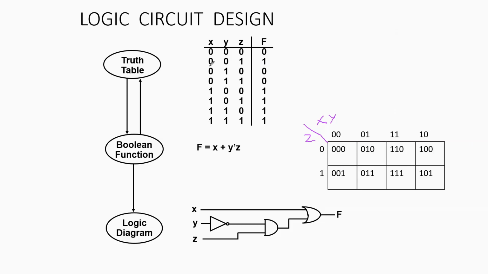So 0, 0, 1. So what is 0, 0, 1? This is my position. So I will have min term as 1. This is my min term. So I place this min term here. Now I have min term like 1, 1, 0. I have min term 1. So 1, 0, 0. I have min term 1. 1, 0, 1. I have min term 1. For 1, 1, 0. I have min term 1. For 1, 1, 1. I have min term 1.